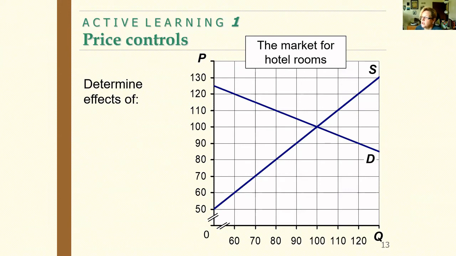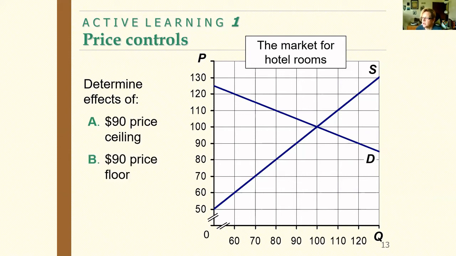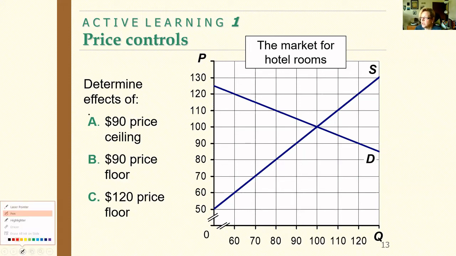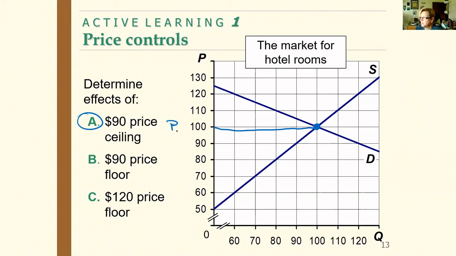All right, let's go ahead and look at an example. Here we have the market for hotel rooms, and we're going to evaluate a $90 price ceiling, a $90 price floor, and a $120 price floor. So let's go ahead and do A first. And remember, the most important point to find is price equilibrium. That's going to be 100, and quantity equilibrium, and that's going to be 100. So this market is currently efficient. We have a price of 100 and a quantity of 100 as well.